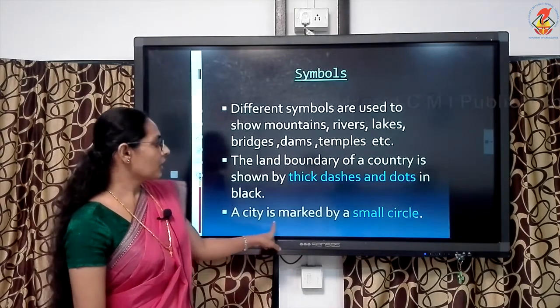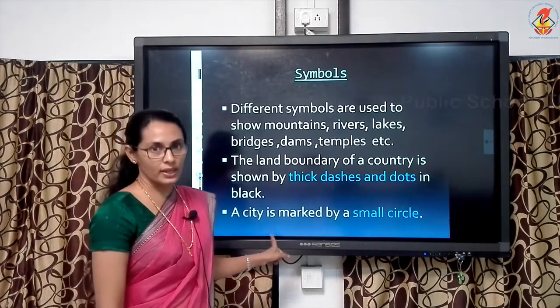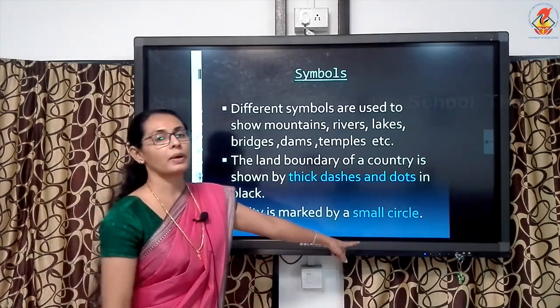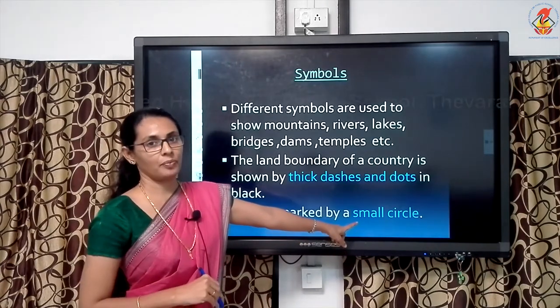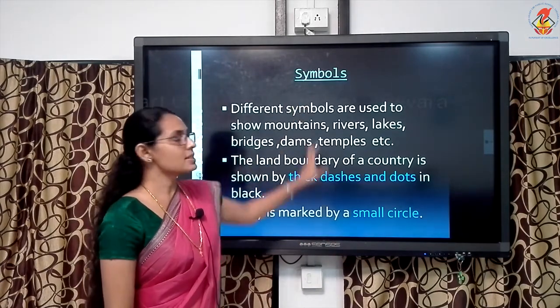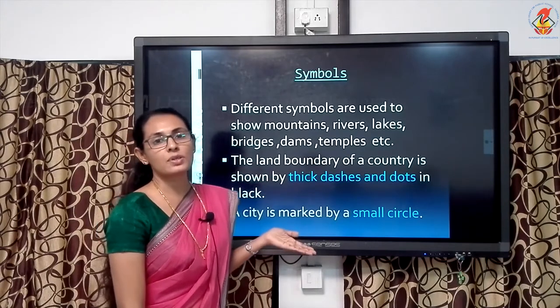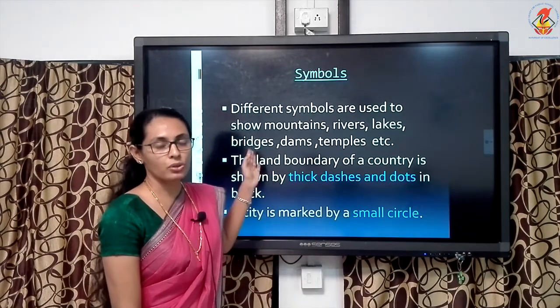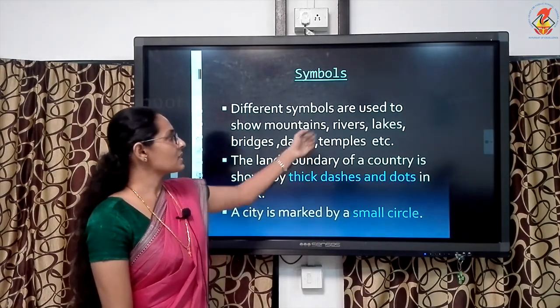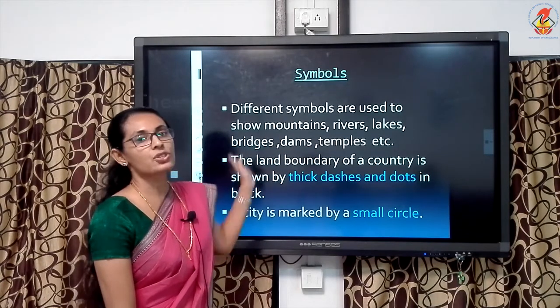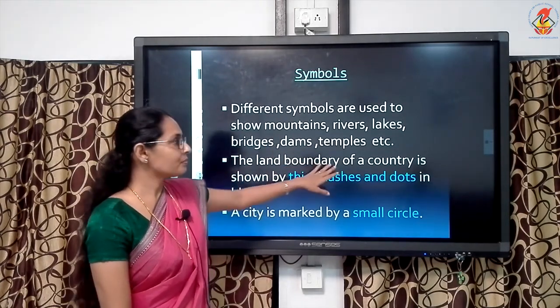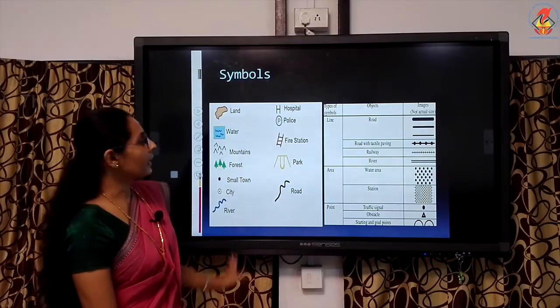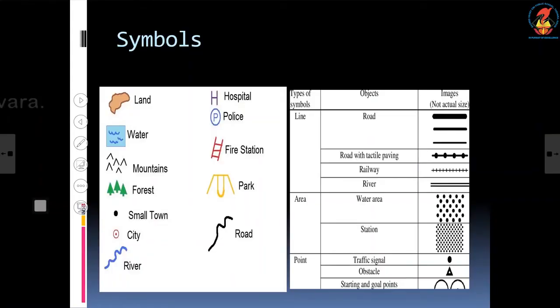And even a city is marked, for example, by a small circle. Clear? So this is symbol. Different types of symbols are shown on a map to show countries, cities, lakes, mountains, bridges, temples. Clear? Now these are the important symbols we are using on a map.